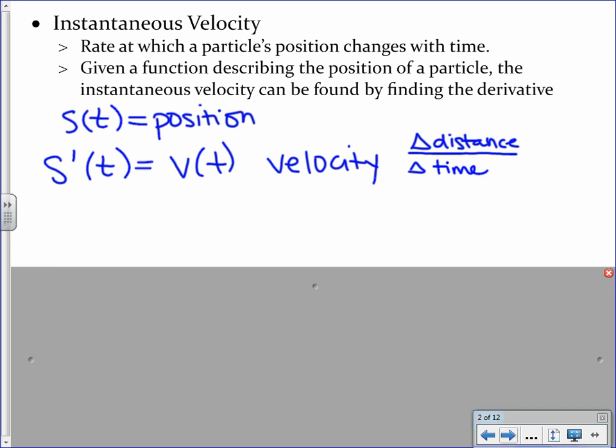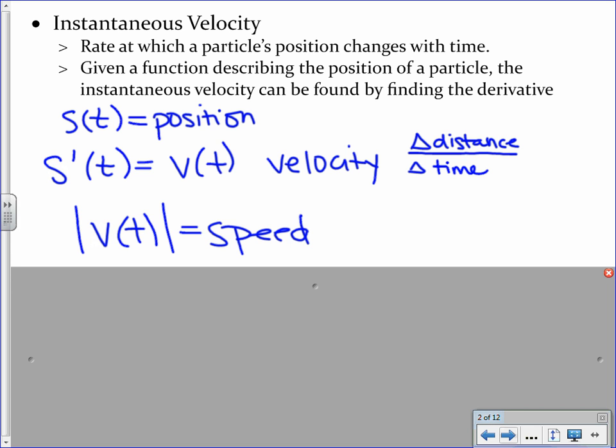Now we have this word velocity and we have this word speed. What's the difference? Velocity has direction. So if I want speed, how would I get speed? Just take the direction out. The absolute value of velocity would be considered our speed.